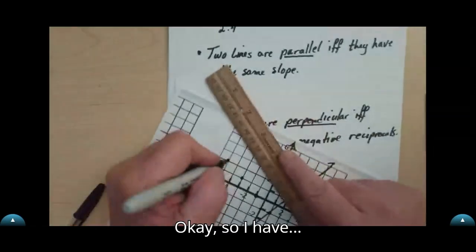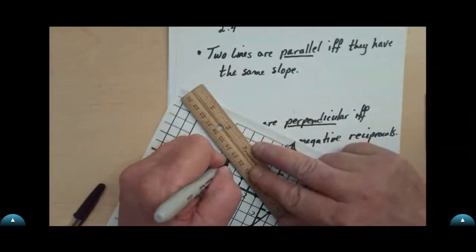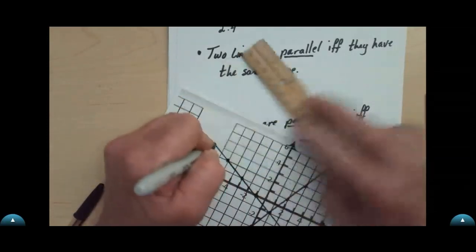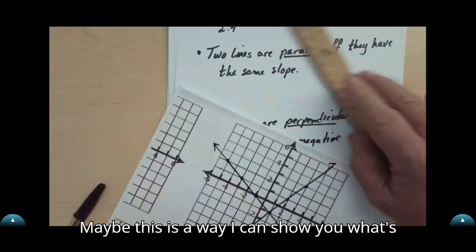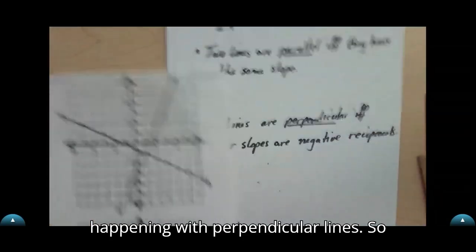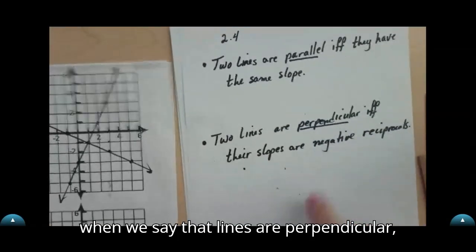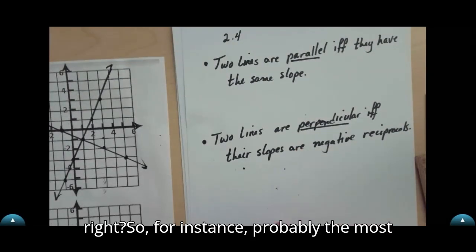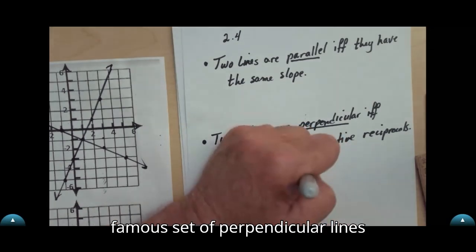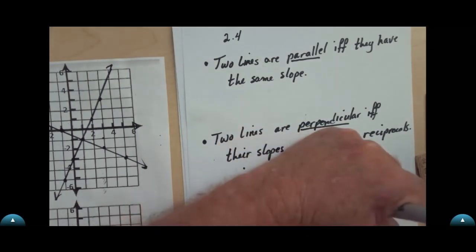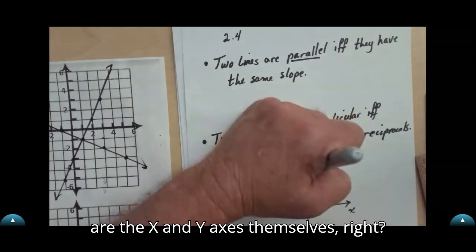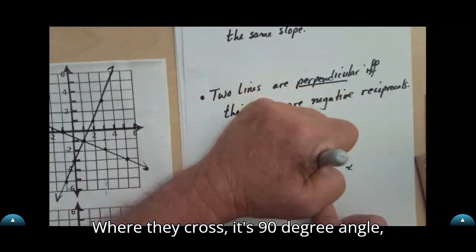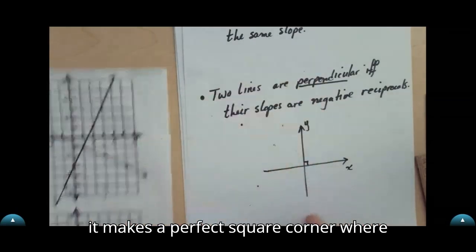Okay, so maybe this is a way I can show you what's happening with perpendicular lines. When we say that lines are perpendicular, we mean they cross at 90-degree angles, right? So for instance, probably the most famous set of perpendicular lines are the X and Y axes themselves, right? Where they cross, it's a 90-degree angle. It makes a perfect square corner where they cross.